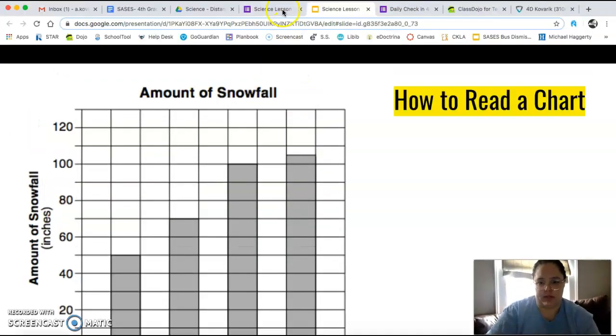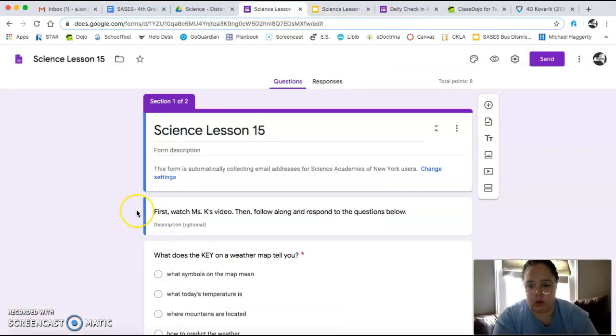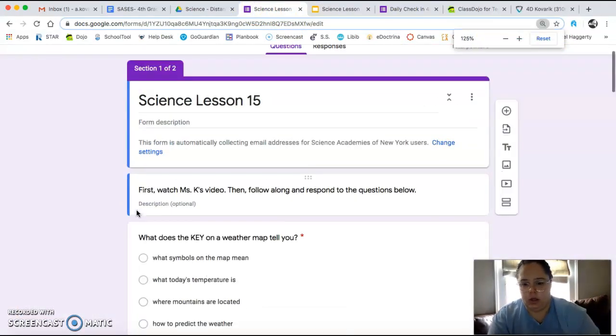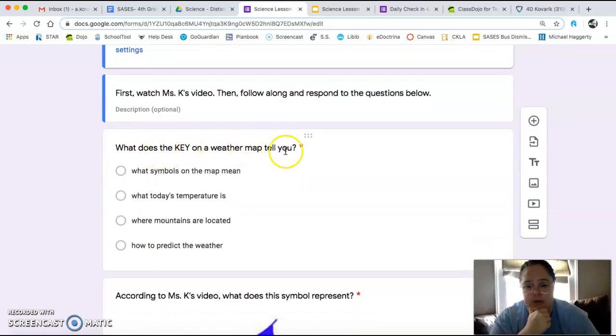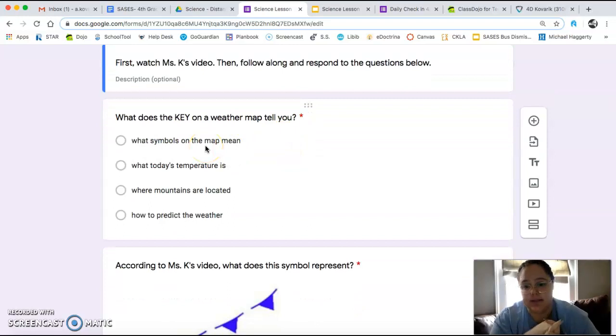All right, let's go over these questions real quick, and then I will let you go. All right, so you're going to answer these couple questions that were on the slideshow in this video. You're going to tell me, what does the key on a weather map tell you? Does it tell you what the symbols on the map mean, what today's temperature is, where mountains are located, or how to predict the weather?